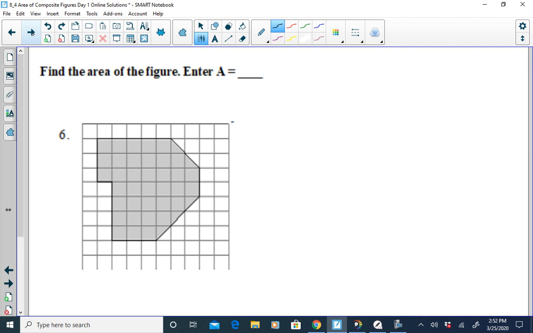Okay. Now, these other figures, we just want to be able to do this using the grid paper, and there's different ways we could split this up, right? But it's really easy just to count the squares. So this first one we'll do by counting the squares. Let's start with the whole squares.